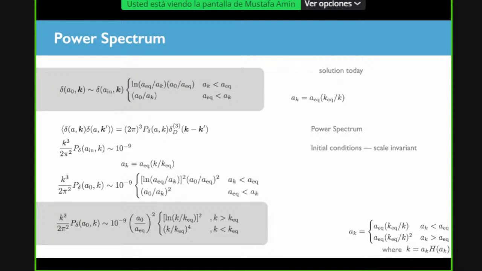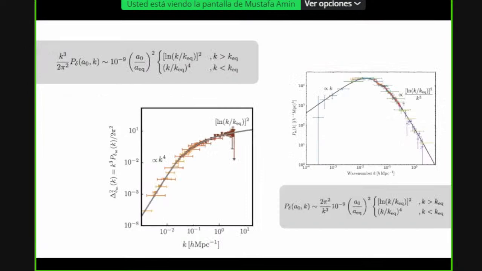Let's pause for a moment and just understand what it's saying. It's saying that for k greater than k equality, the spectrum goes logarithmically with k. For k less than k equality, it goes as k to the fourth. And we should rejoice at the fact that that's exactly what it should be. So just by what you've learned so far, you can now predict the shape of this power spectrum. It's k to the fourth here, and it's logarithmic here. Nothing else was needed. It was just that one equation with its solutions.